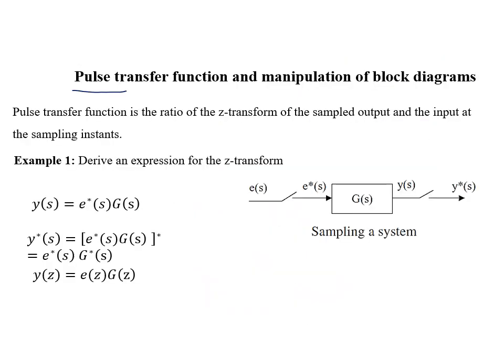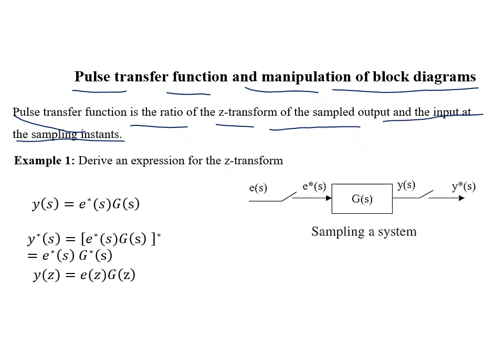Now we will see the pulse transfer function and manipulation of block diagrams. Pulse transfer function is a ratio of the Z transform of the sampled output and input at the sampling instance. Now we will derive the expression for the Z transform of this system. We have E of S, then a sampler, we get E star of S, then the block diagram of the system, then we have the output Y, then a sampler, we get Y star of S.